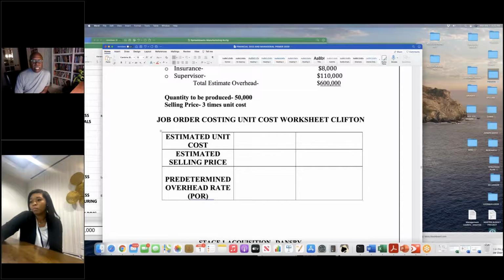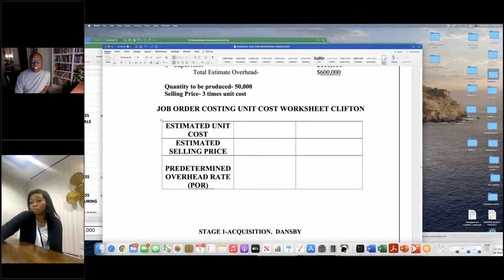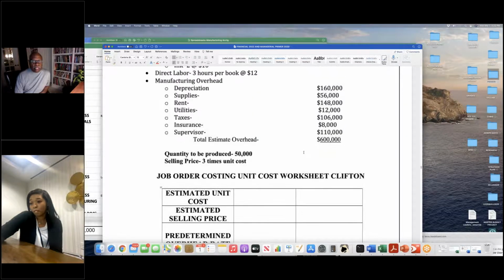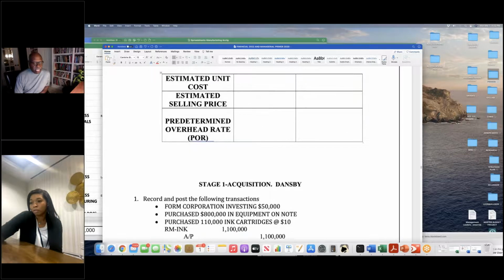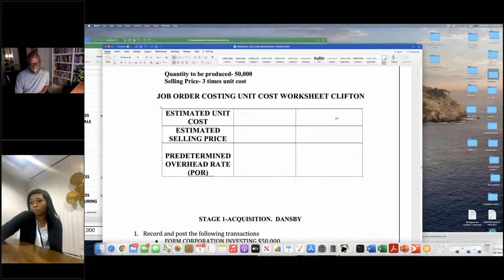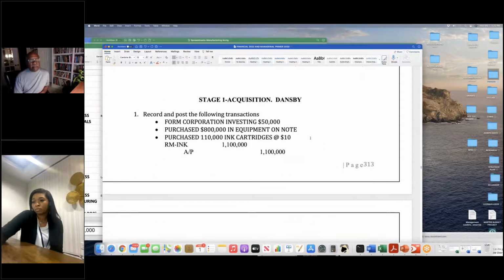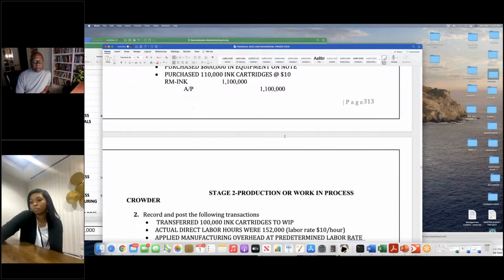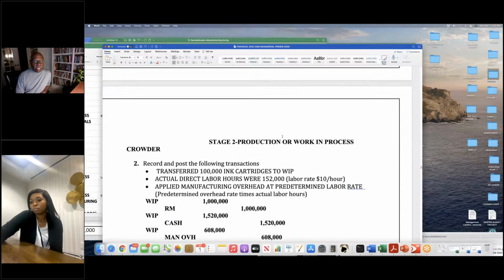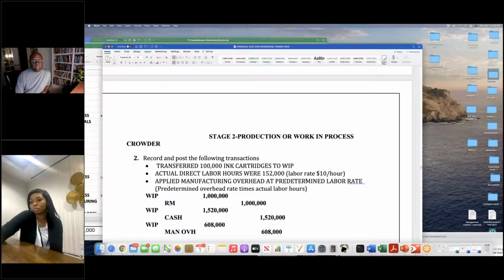It is a unit costing worksheet. Clifton's going to complete this. So you just got one situation. You're working on 3 for later. You determine which one it is, and you get this correct. Once you get it correct, you send it to Dansby. Yes, sir. Okay, so Dansby, you're going through and doing the initial buying of items.